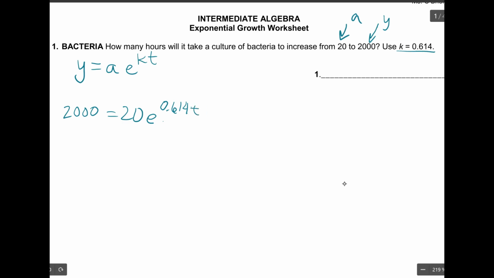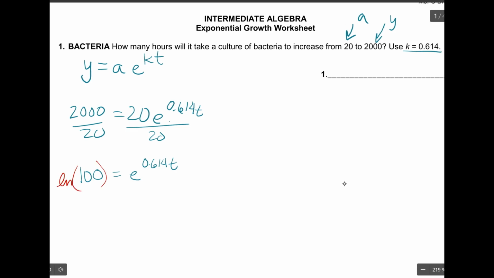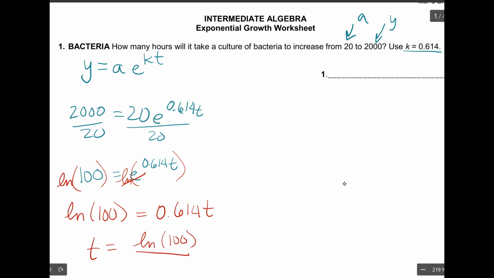Wait, that's t or k? It's a t. Divide by 20 on both sides. What do I get on the left side? 100. Awesome. Okay, now that I have that, how can I get the t? We're gonna natural log both sides. Take the natural log of both sides. I have ln of 100 is equal to, what happens with this ln and this e? It just gives me what the exponent is. So my time will literally just be ln of 100 divided by 0.614. 7.5.